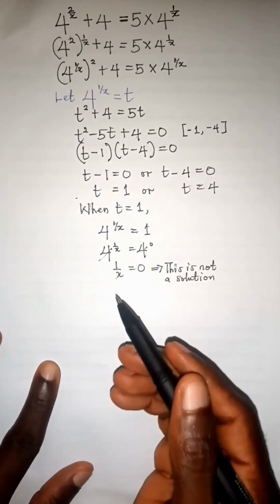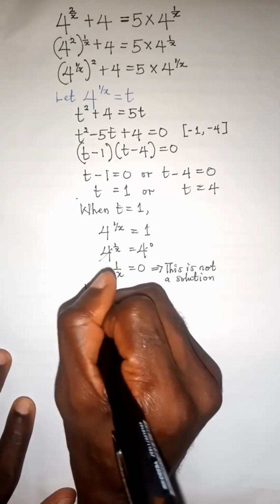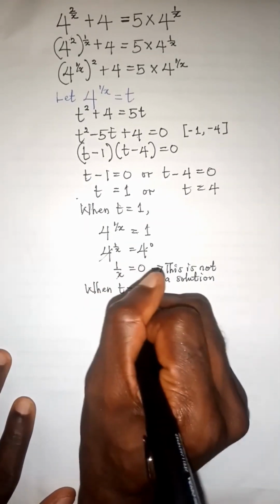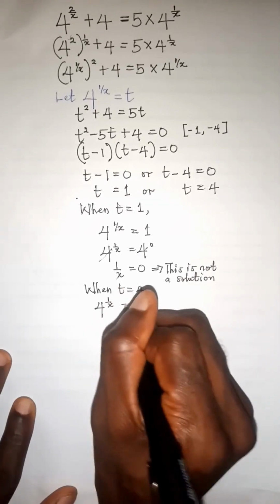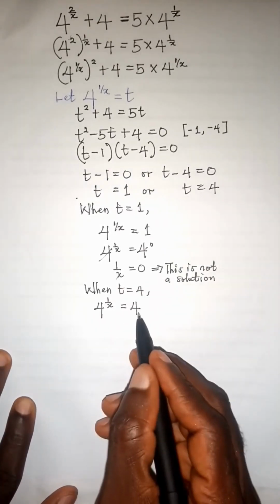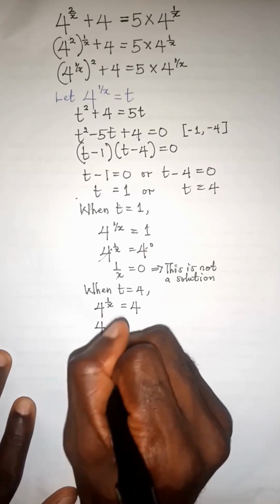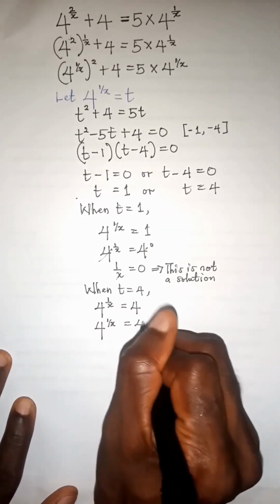Then we check the second one when t is 4. So when t is 4, we put that one also into 4 raised to power 1 over x, and that's equal to t, which is equal to 4. 4 can be written as 4 raised to power 1, so we have 4 raised to power 1 over x to be equal to 4 raised to power 1.